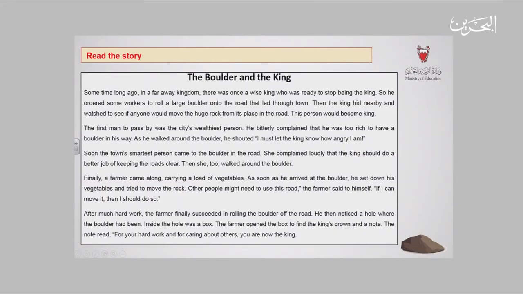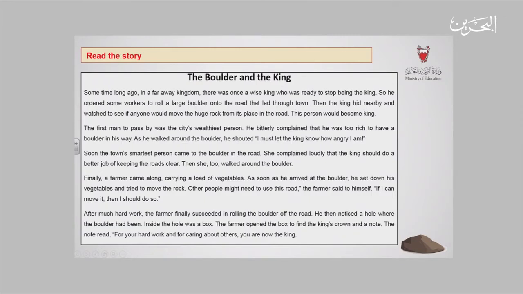The first man to pass by was the city's wealthiest person. He bitterly complained that he was too rich to have a boulder in his way. He walked around the boulder. He shouted, "I must let the king know how angry I am." Soon, the town's smartest person came to the boulder in the road. She complained loudly that the king should do a better job of keeping the roads clear. Then she too walked around the boulder.